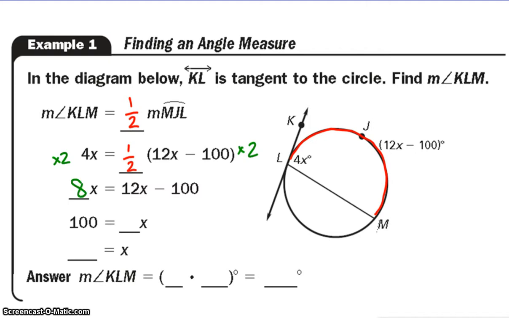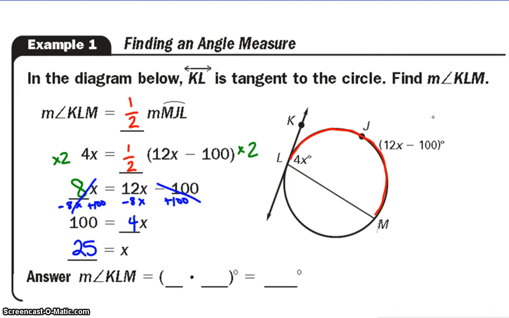So then 4x times 2 is 8x. You could have also distributed the 1/2 in. It's up to your preference. Now, there are two steps happening here: subtract 8x from both sides and also add 100 to both sides. So I'm doing two steps in one. 8x minus 8x goes away, I'm left with 100. 12x minus 8x is 4x. And then 100 plus a negative 100 is 0, so I can get rid of those. Then by dividing by 4, 100 divided by 4 is 25. So I have found that x equals 25.